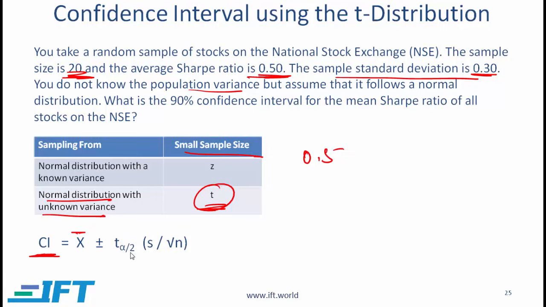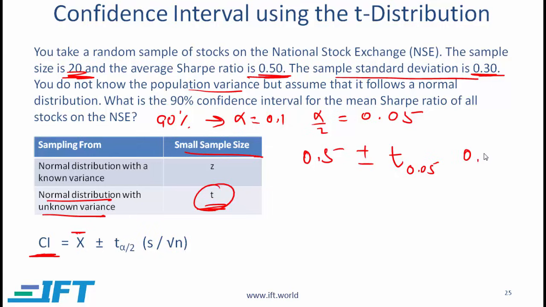So t alpha over 2, and to look up t alpha over 2, we need the t tables. The concept of alpha is the same. For 90% confidence, alpha is equal to 0.1. So alpha over 2 is equal to 0.05. So we really have plus or minus t 0.05 times s. This is the standard deviation of the sample, which is given right here, 0.3, divided by the square root of n, which now is 20. So divided by root of 20.